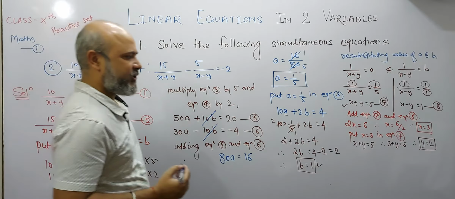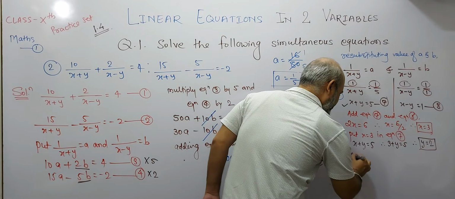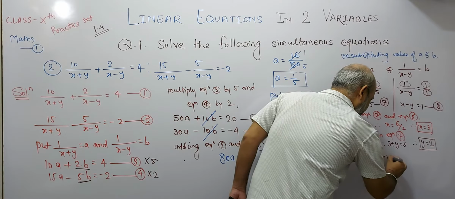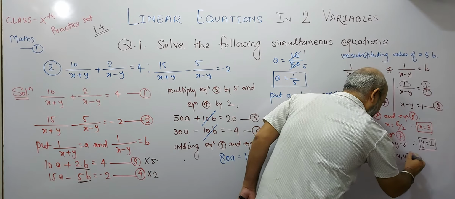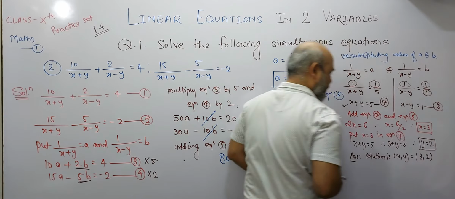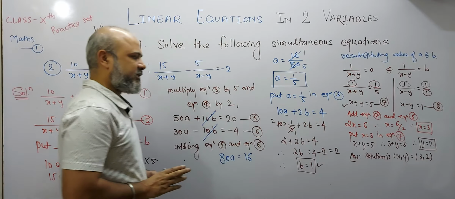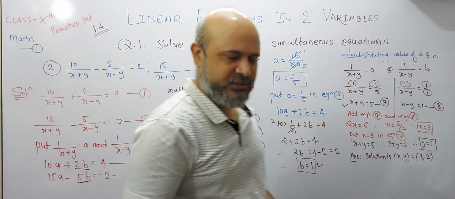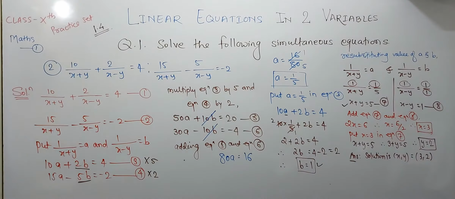And then you write the answer. Your answer is solution is, that is x comma y, which is equal to, what is x, that is 3, and y is 2. Okay students, so this is the solution of our second question. Now we will move for the third question of practice set 1.4. So if you want to take the screenshot, so you may take the screenshot. Then we will see question number 3.